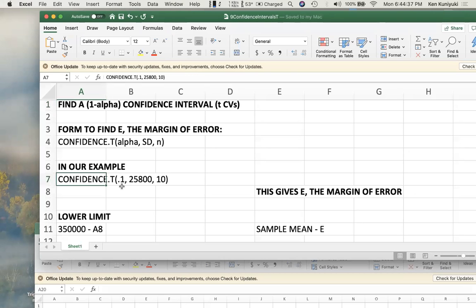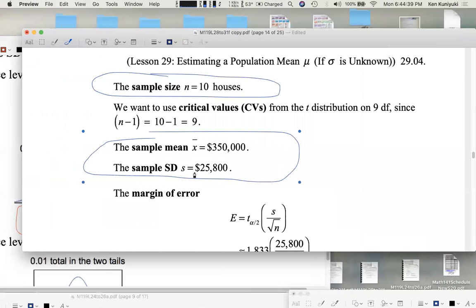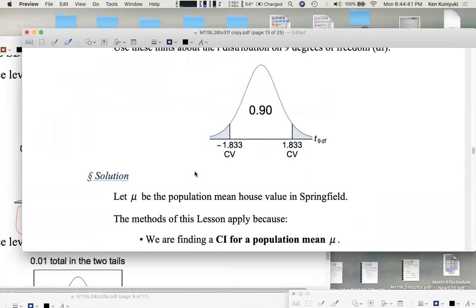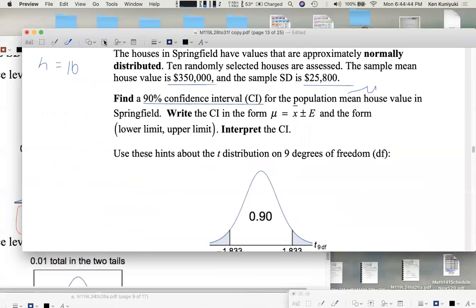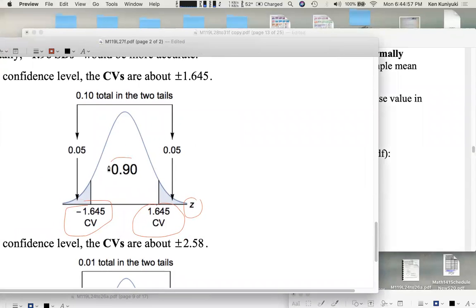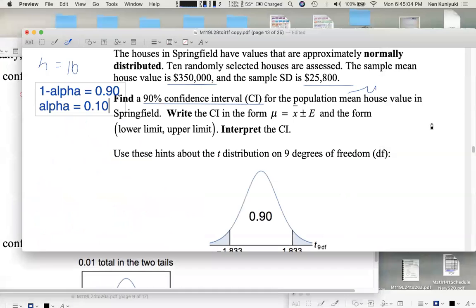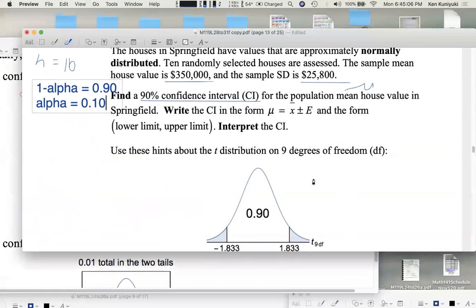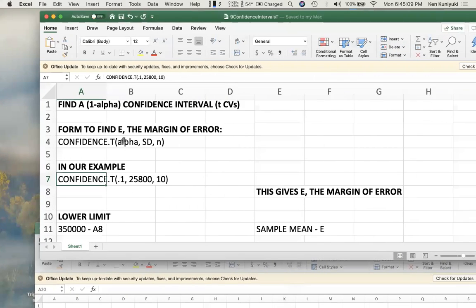All right, alpha here is 0.1 because if we're dealing with a 90% confidence interval, 1 minus alpha is 0.90. So alpha itself is 0.10 or 10%. It's this picture over here where we want a 90% confidence interval, 0.90, and we have 0.10 total, that's alpha, total in the two tails. That's left over. Okay, so alpha is 0.1.